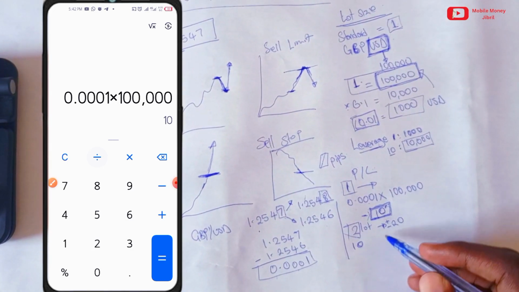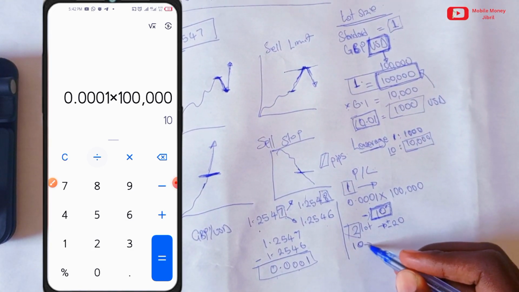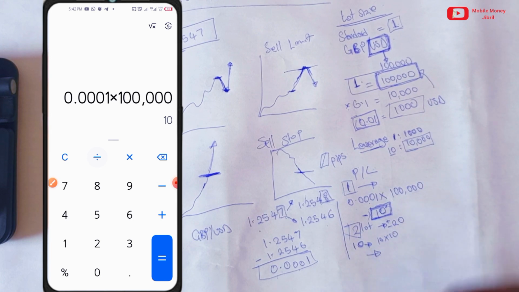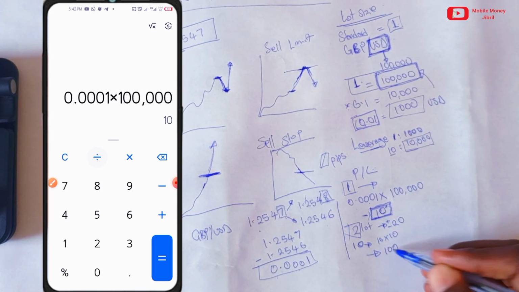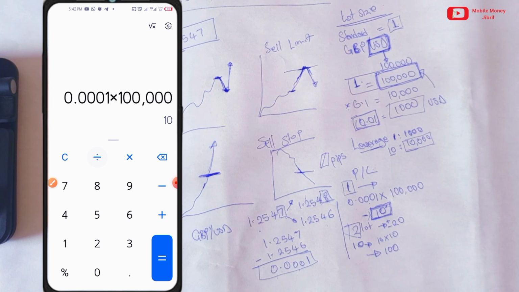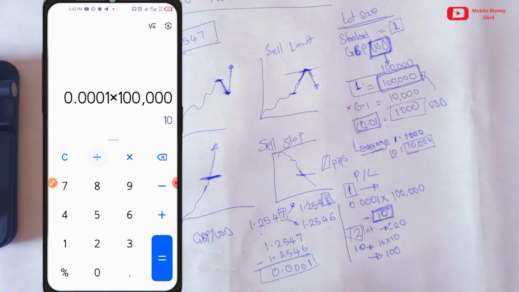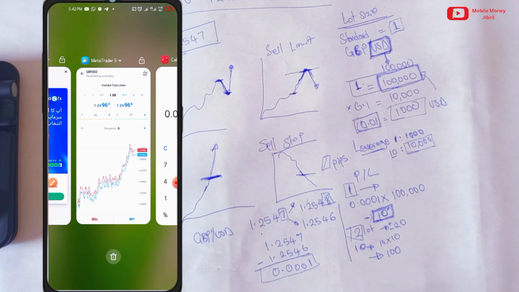So if someone uses 10 lot sizes, you just multiply by 10. It means every lot size is 10 times 10. So every step, the person who uses 10 lot sizes is making $100. And also, if it goes against him, he is losing $100. So we have understood what that is. Let us go back to our trading, and we see the instant execution.